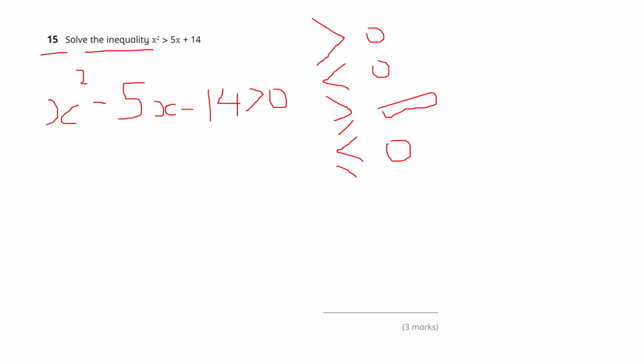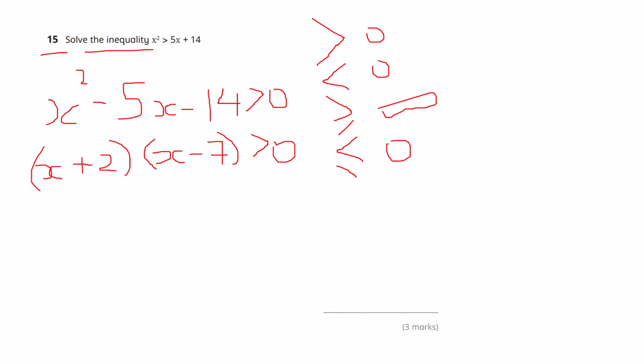Step 2, guys, is obviously factorize this quadratic. We factorize, and it's going to be a double bracket because it's quadratic. We're going to put x and x in here. We want two numbers that add to make minus 5, and the same two numbers multiply to make minus 14. That'll be plus 2 and minus 7, or minus 7 and plus 2. So that's that there.